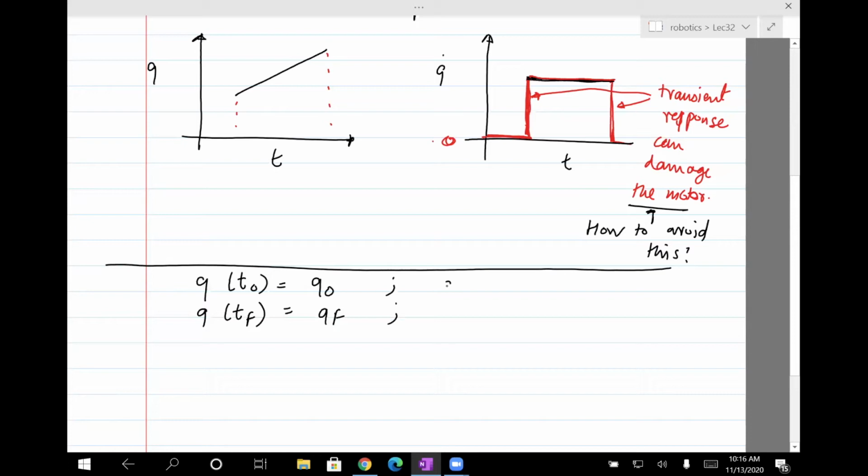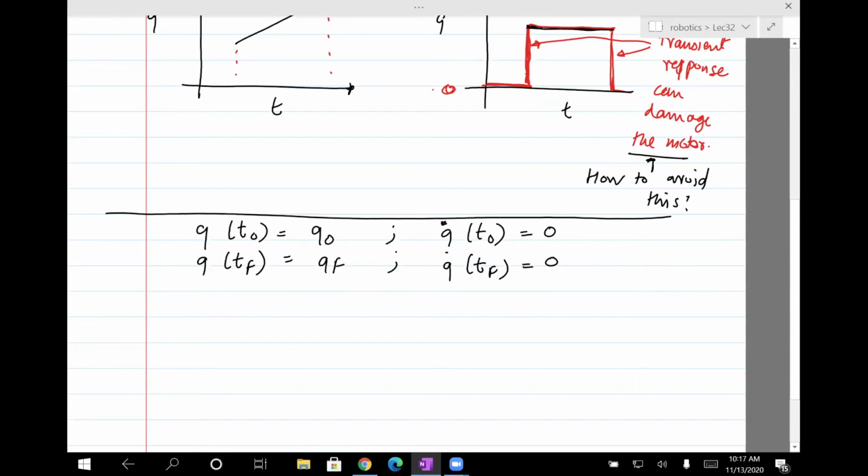In addition, we also want to ensure that q dot at t0 equals 0, starts with 0 speed, and then q dot of tf is also equal to 0. So this is specifying the velocity at the start and end should be 0. So we look here and we see that we have 4 conditions. So clearly, if you have 4 conditions, then a straight line won't do it. You need to have more free parameters so as to get an expression which will satisfy all these conditions.